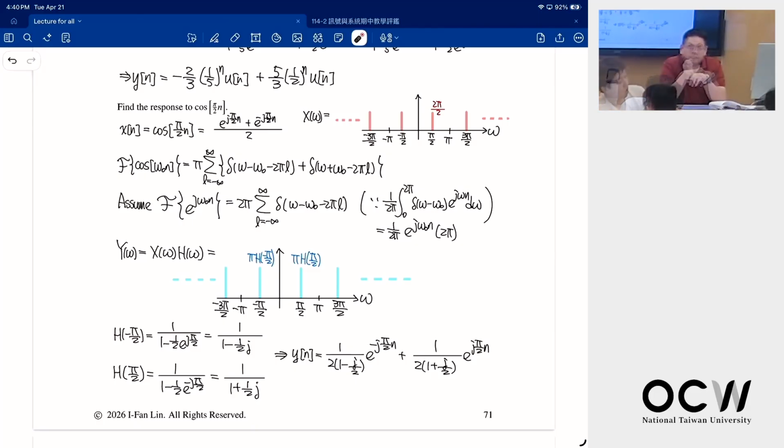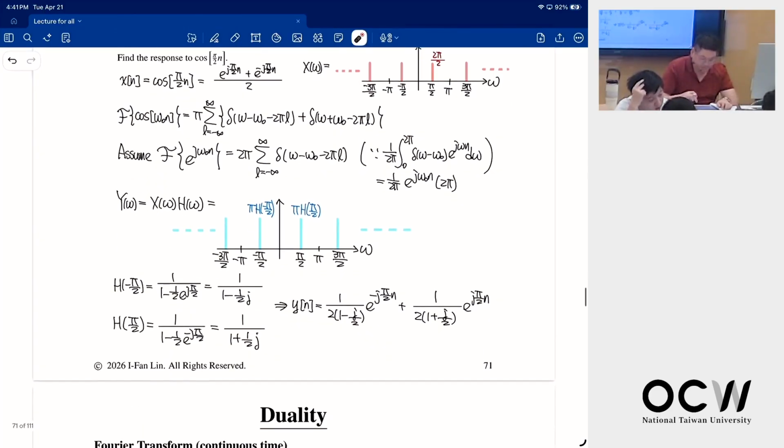From the past 4 weeks, first we learned the Fourier series in continuous time and discrete time. And then if the signal is not periodic, we think about the Fourier transform in continuous time. And today we talk about the Fourier transform in discrete time. So now let's have a summary or wrap up for these 4 different types. We call it duality.